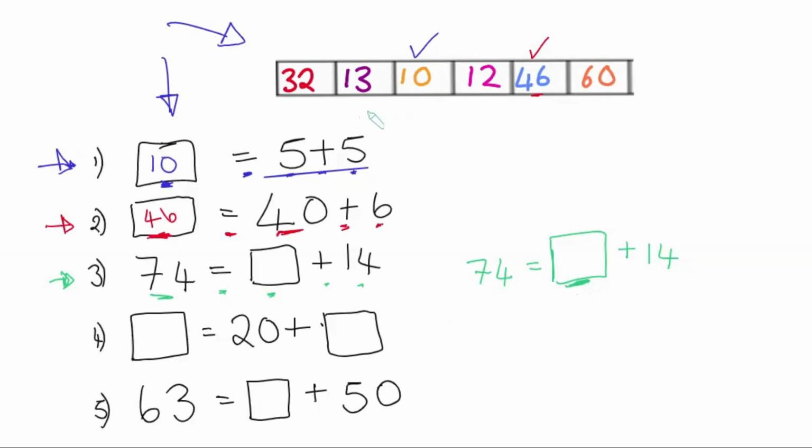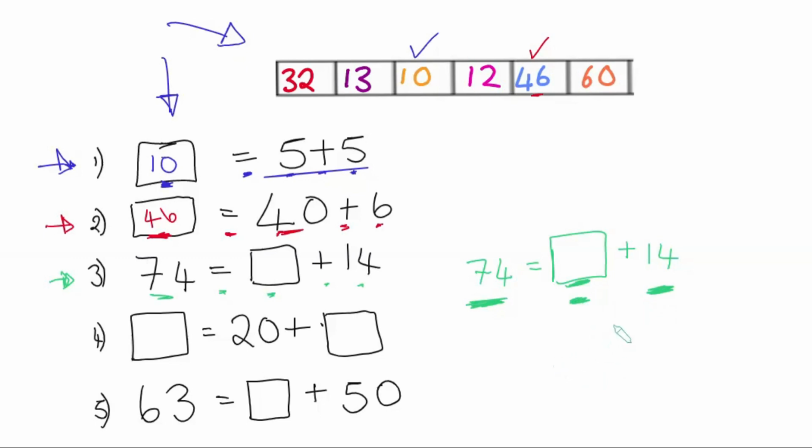Now remember, it's going to be one of the numbers above here as well. Now the easiest way to work this out is, because we know that we're going to get to a whole number. Our whole number is 74, okay? The largest number is 74. And one of the parts is 14. We need to work out what the other part is, okay?